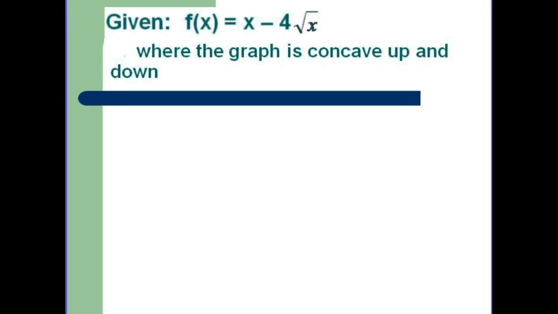Okay, if f of x equals x minus 4 square roots of x, where is the graph concave up and concave down? Similar to what your homework asked last night, which means you need the first derivative to get to the second derivative.